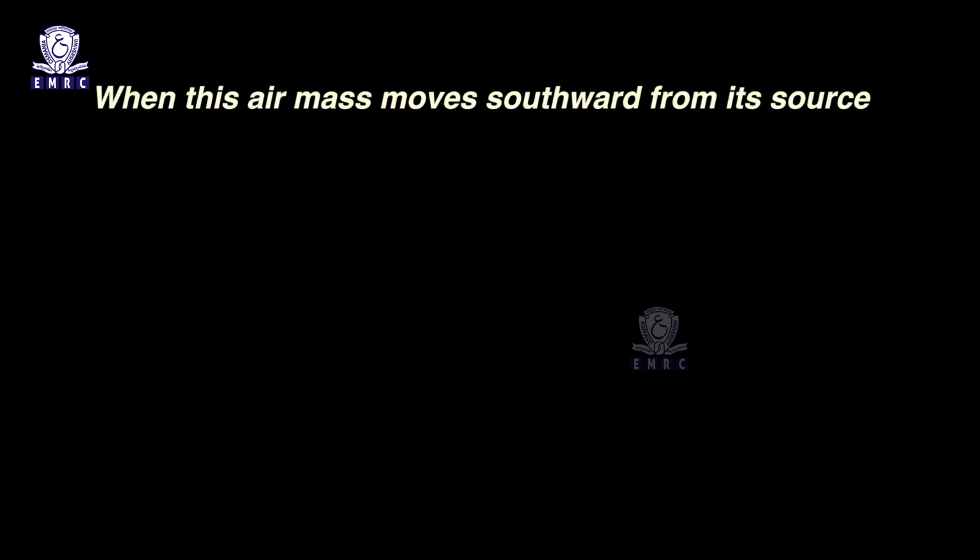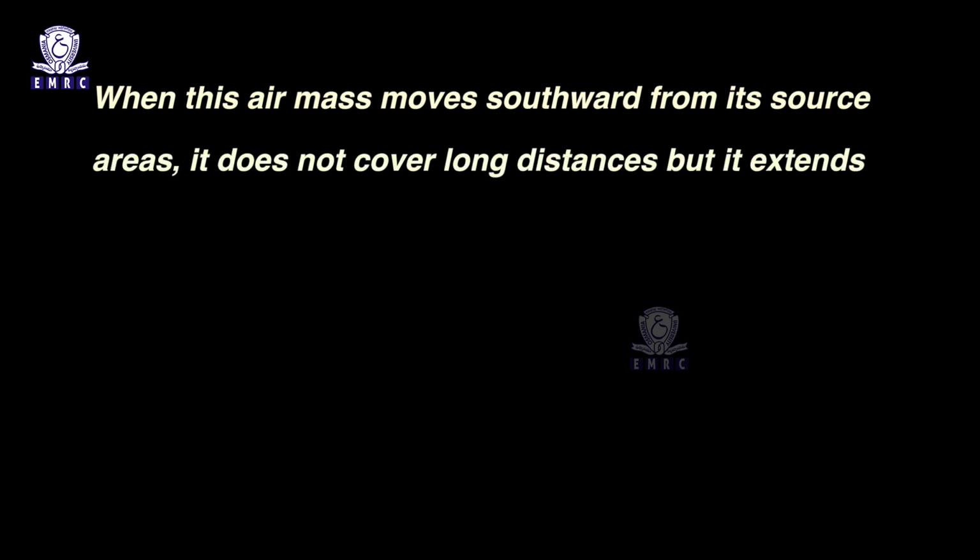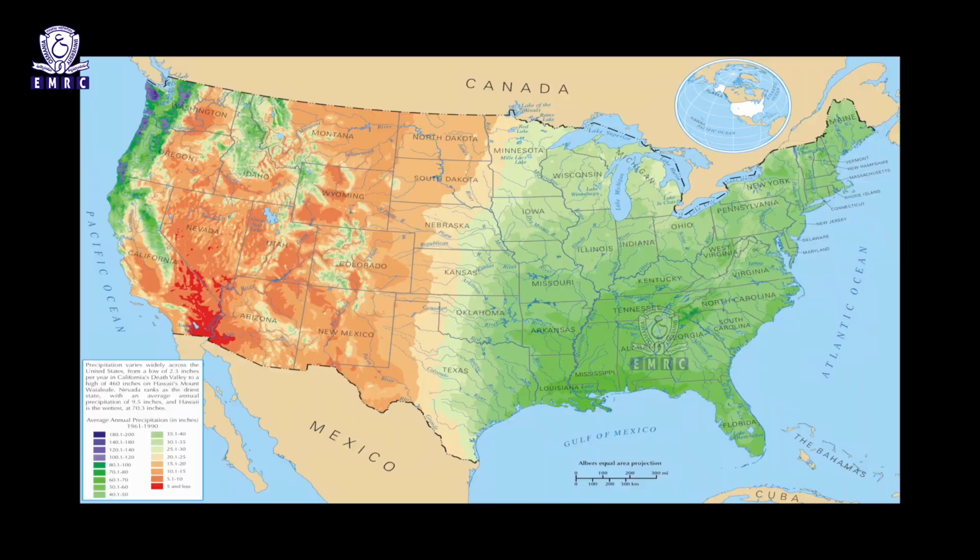When this air mass moves southward from its source areas, it does not cover long distances, but it extends for long distances in the east. The southward movement of the continental polar air masses brings chilly weather in the eastern and central United States, due to which the effects of summer heat waves are eliminated and fine weather sets in. Whenever the continental polar air mass is associated with cyclonic circulation, it produces sporadic rainfall in the north, central and eastern parts of the United States.